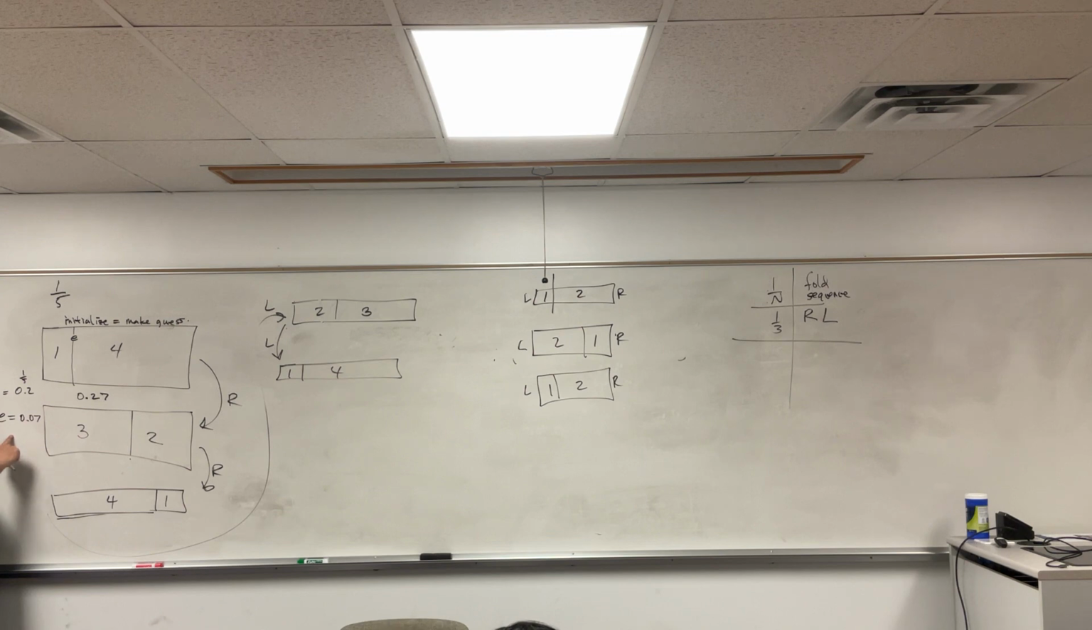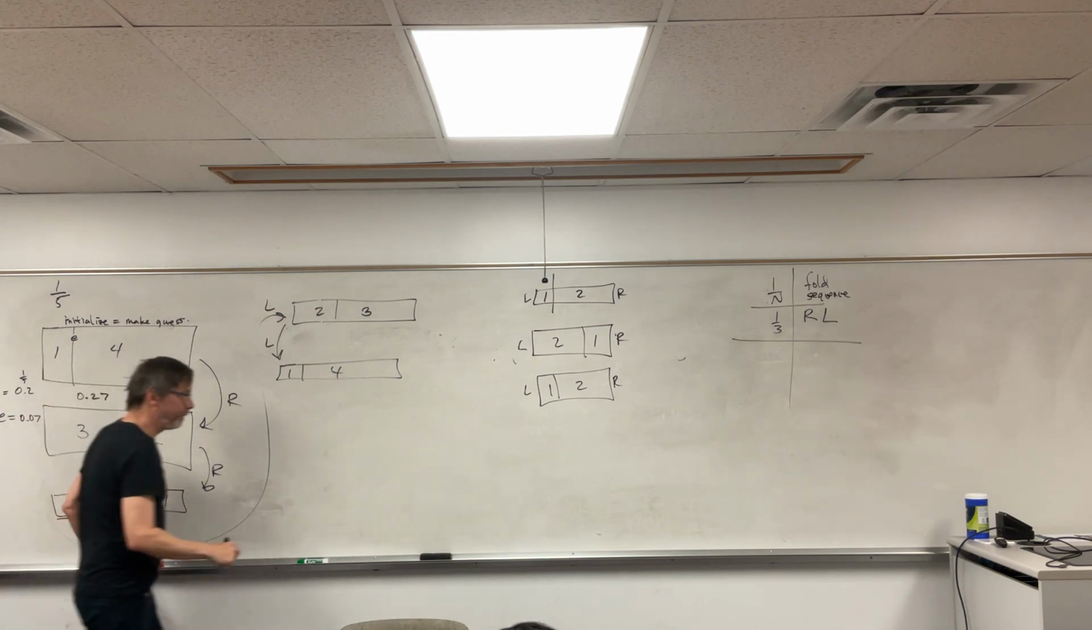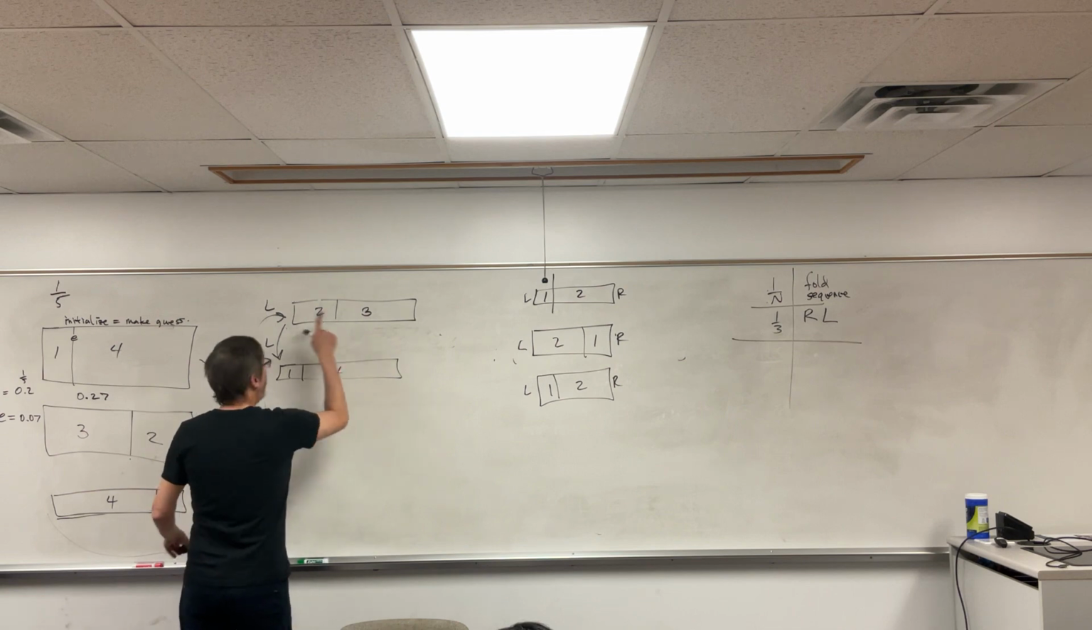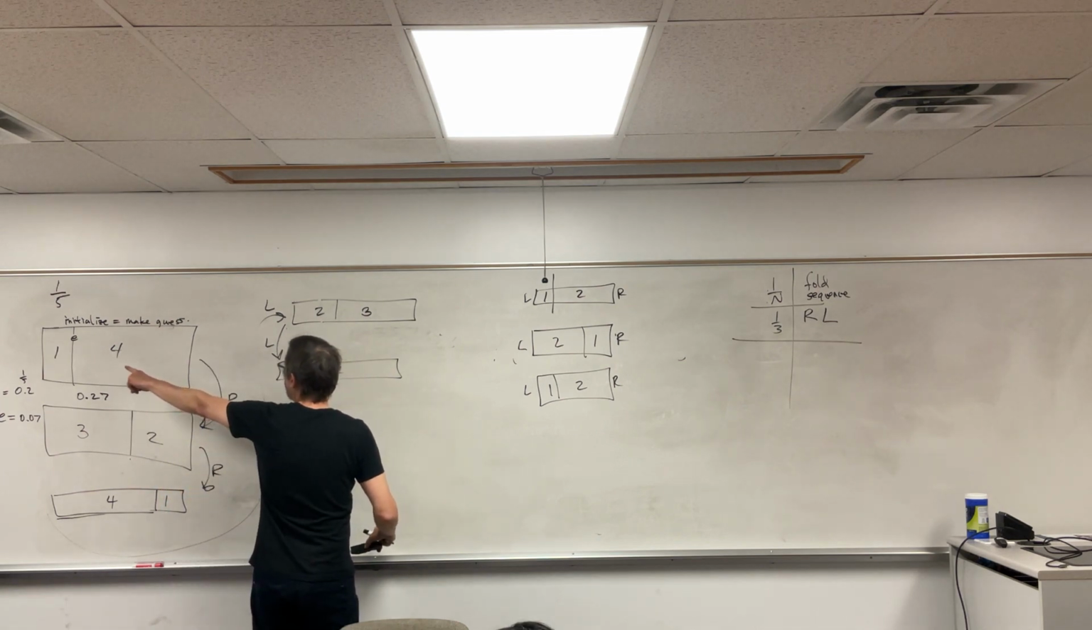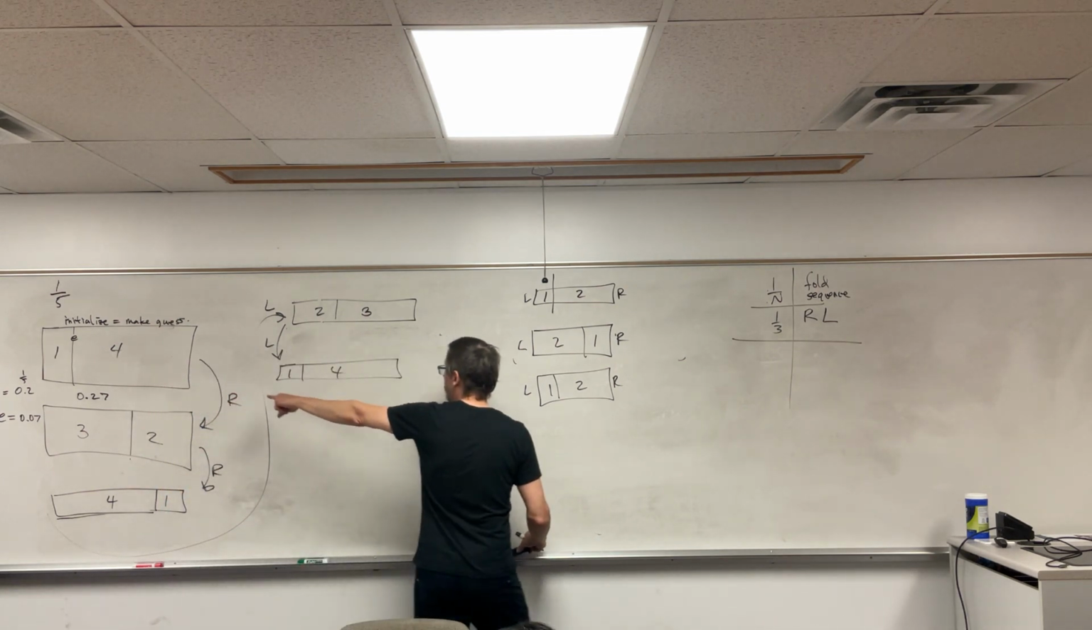It's just the difference between what I want and what I have. So here would be an error of 0.07. All right, so what is the fold sequence here? And let's actually try this fifth on our own with a piece of paper.